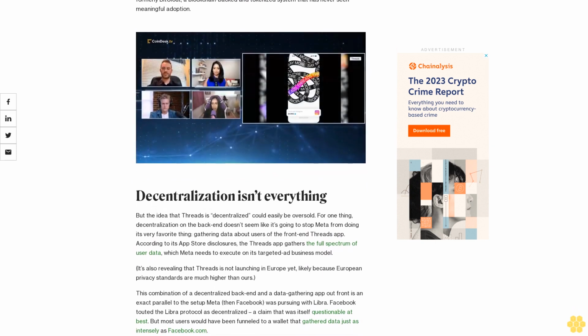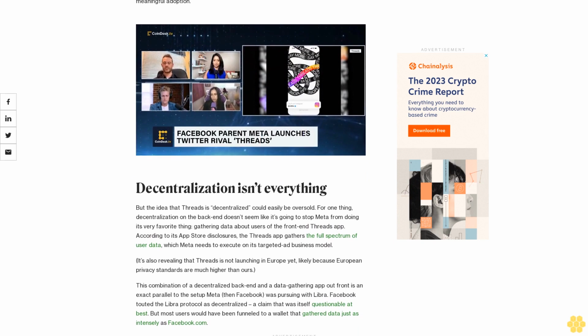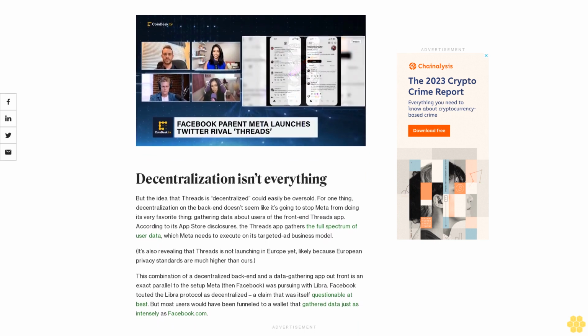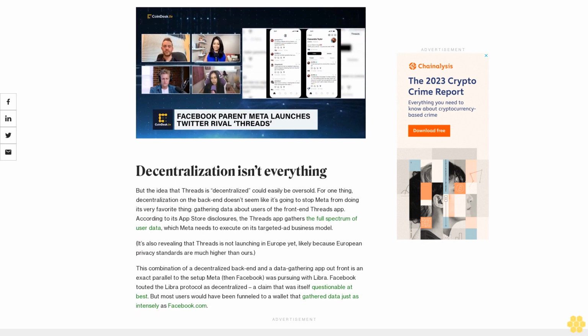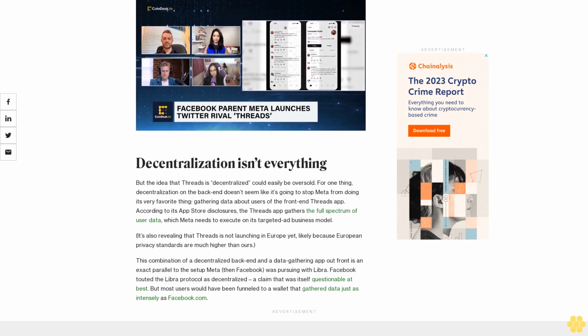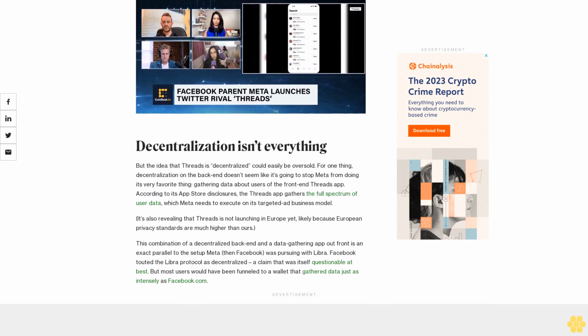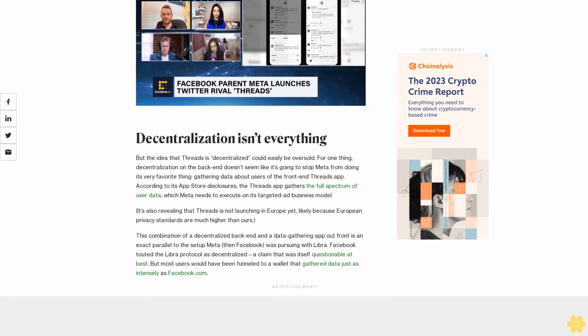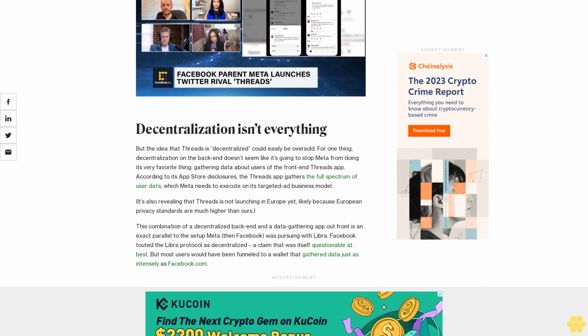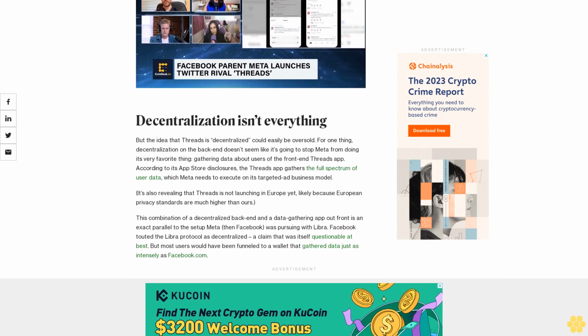Decentralization isn't everything, but the idea that Threads is decentralized could easily be oversold. For one thing, decentralization on the back end doesn't seem like it's going to stop Meta from doing its very favorite thing, gathering data about users of the front-end Threads app. According to its App Store disclosures, the Threads app gathers the full spectrum of user data, which Meta needs to execute on its targeted ad business model.